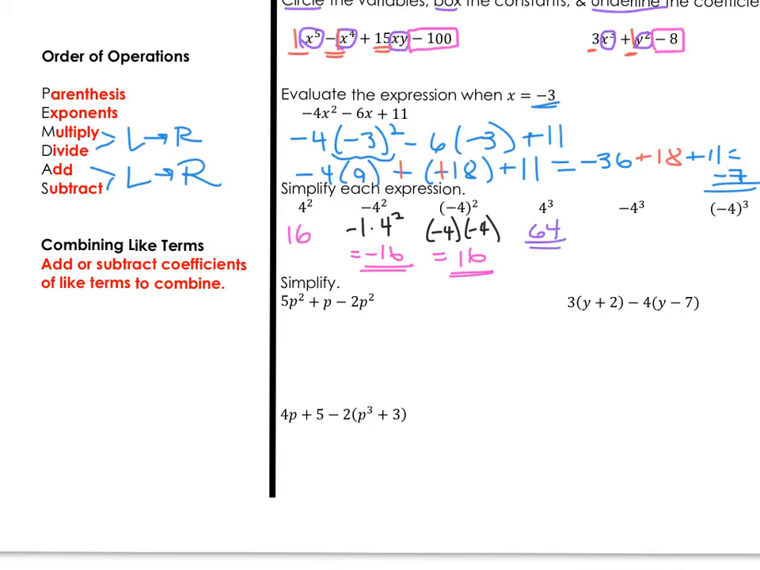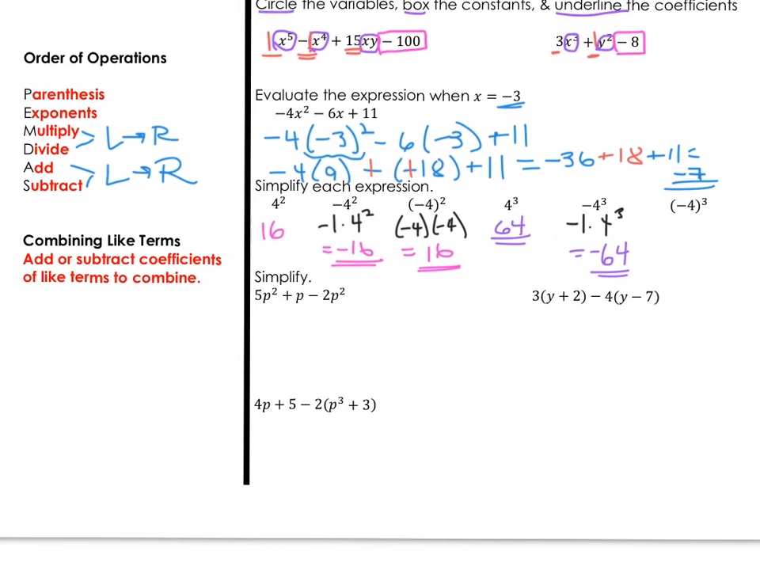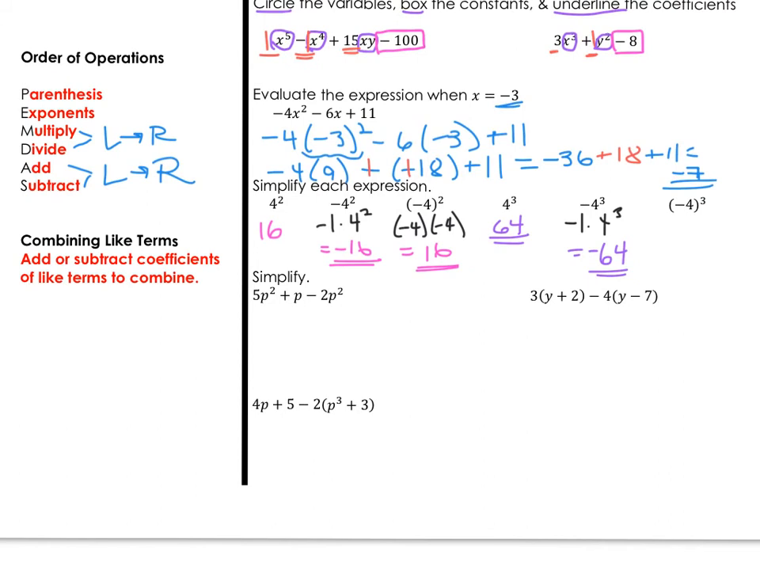Negative 4 cubed, again, would be negative 1 times 4 cubed, and that would give us negative 64. Negative 4 cubed would be negative 4 times itself 3 times, and I'm going to have to make my screen a little bit smaller here to get that to fit. There we go. If we take negative 4 times itself 3 times, 3 negatives would multiply to yet again equal a negative value. So now we get negative 64 as our answer. Again, just some things to be mindful of.